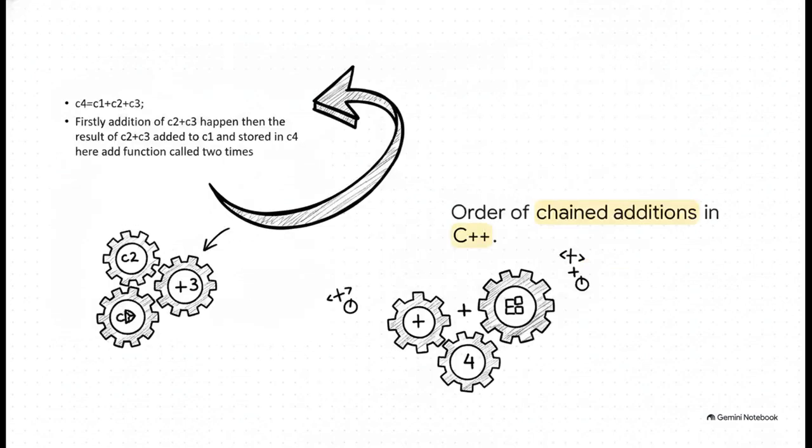And what happens when we chain them together, like C4 = C1 + C2 + C3? Tracing this execution path means the addition of C2 and C3 happens first. Then the result of C2 + C3 is added to C1, and that final result gets stored in C4. So in this chain statement, the add function is being called exactly 2 times.